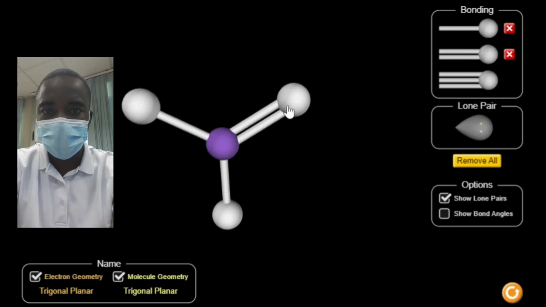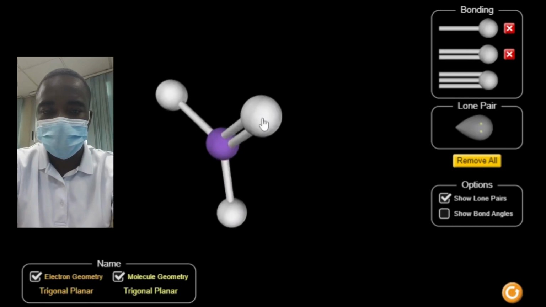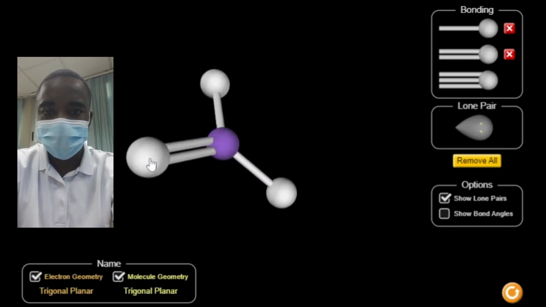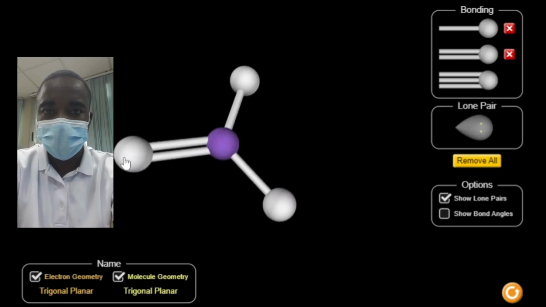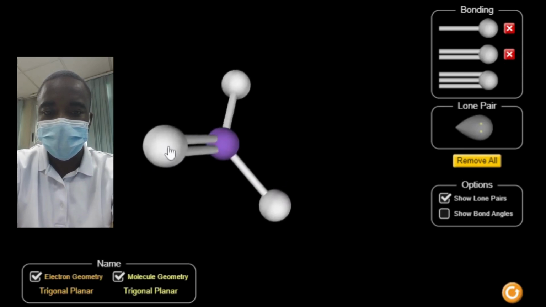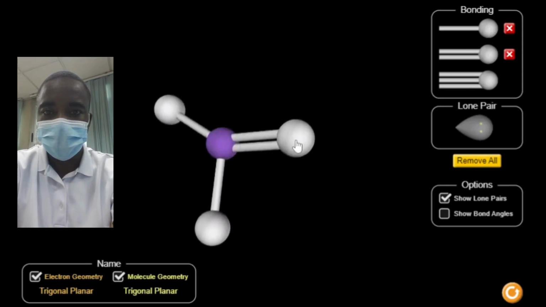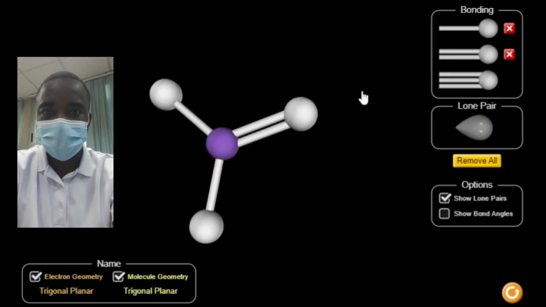The simulation allows students to add single, double, or triple bonded atoms or lone pairs of electrons to a central atom, providing insights into the three-dimensional structure of molecules. Molecular geometry refers to the three-dimensional arrangement of atoms in a molecule.